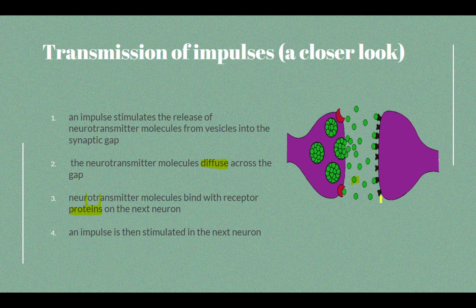And then the other neuron welcomes it in what way? It will welcome it by binding it with a receptor in the next neuron. An impulse is then stimulated to the next neuron.